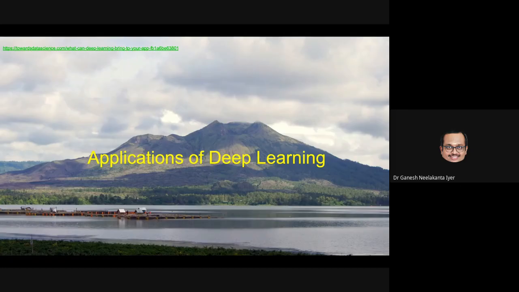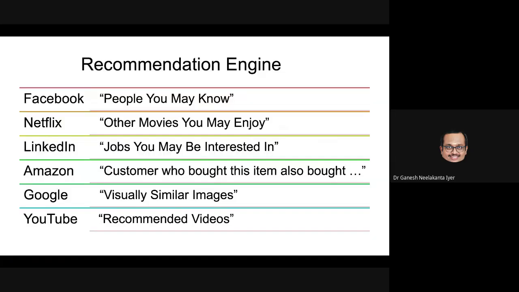Where do we use machine learning and deep learning applications? Lots of examples. All your popular companies where you go and shop or go and socialize use it for recommending. I'm sure you have seen the people you may know feature in Facebook, or the customers who bought this item also bought feature in Amazon, jobs you may be interested in on LinkedIn, recommended videos in YouTube. Everything comes from deep learning algorithms.